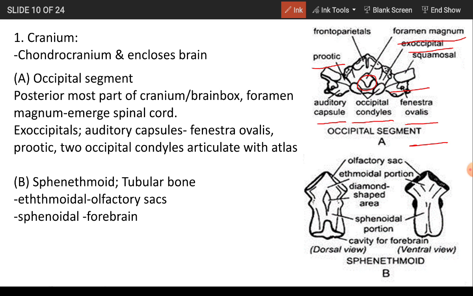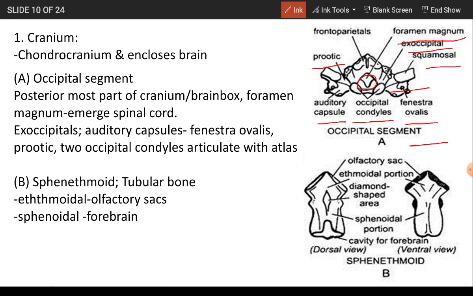So in front, that is at the anterior side of the prootic bone, is actually a bit covered by part of a squamosal bone. This is the squamosal bone. Hope you understood this occipital segment of the cranium.